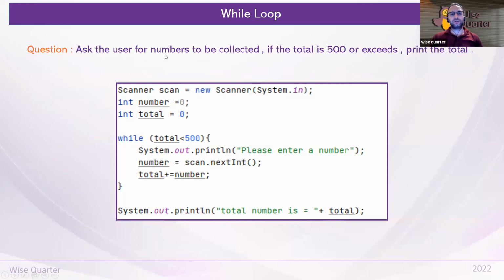Yes, this is the question. Ask the user for the numbers to be collected. If the total is 500 or exceeds, print the total. We have collected the numbers from user here by using the while loop. Why did we use while loop? Because we do not know how many numbers user may enter. There would be a lot of numbers, but perhaps user will enter negative numbers too. So we do not know how many numbers user will try to calculate here.